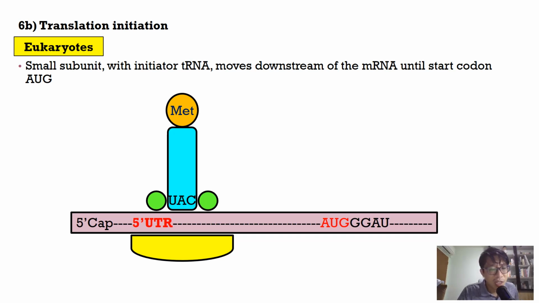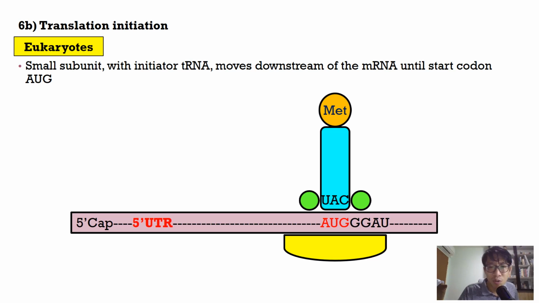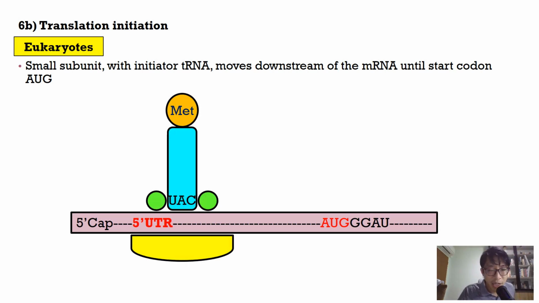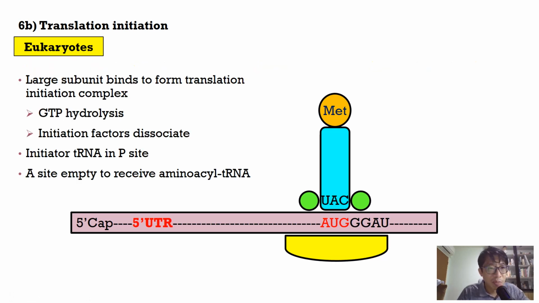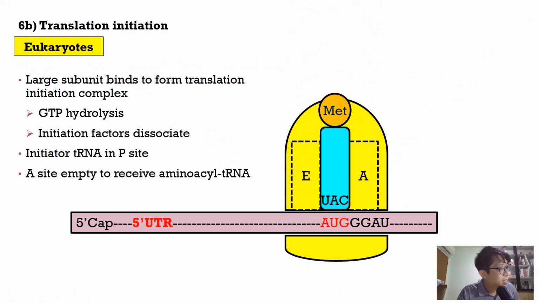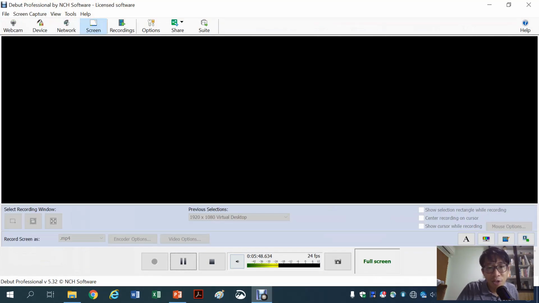Once that is done, the complex of the small subunit with the initiator tRNA would move downstream of the mRNA until the anticodon finds the start codon. Let me show this again. It moves downstream until the anticodon, if you can see my cursor, finds the complementary start codon AUG. Once that is found, the large subunit would combine and displace the initiation factors. Then the translation initiation complex is formed, and translation is initiated. So the process is slightly different from the prokaryote. But either way, the translation initiation complex is formed, translation is initiated, and it will be ready for the next stage of elongation.